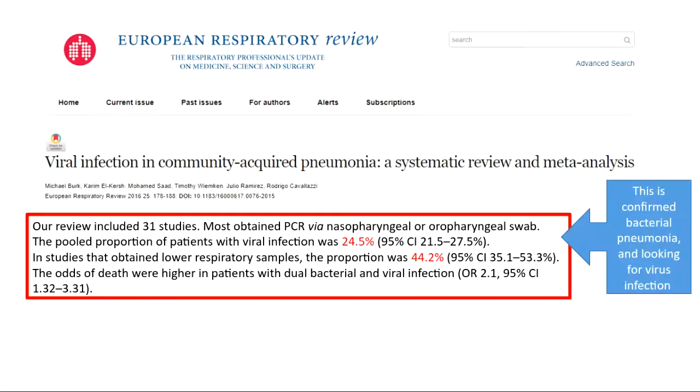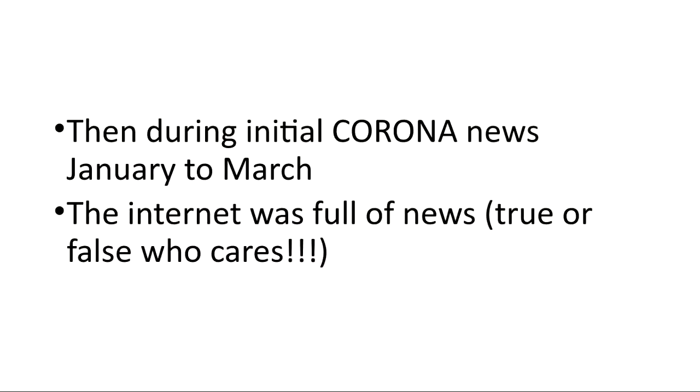This is another data, viral infection in community-acquired pneumonia, systematic review and meta-analysis 2016, again 25%. So there is 20 to 25% of bacteria and virus together will attack you or your patient. This is the previous data.